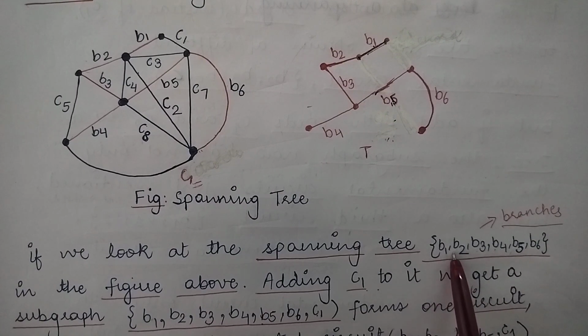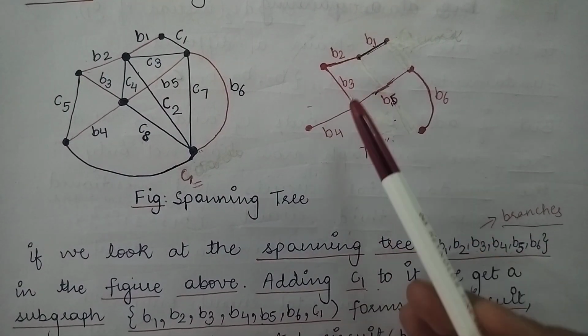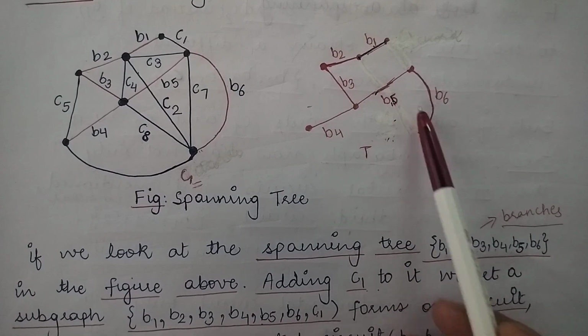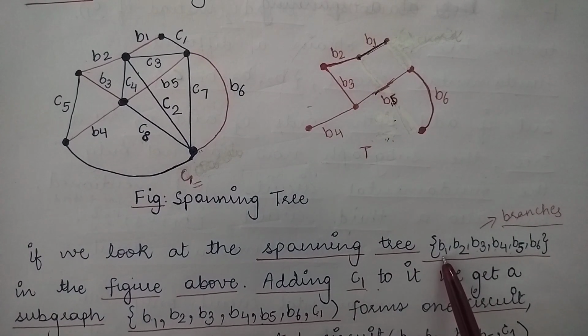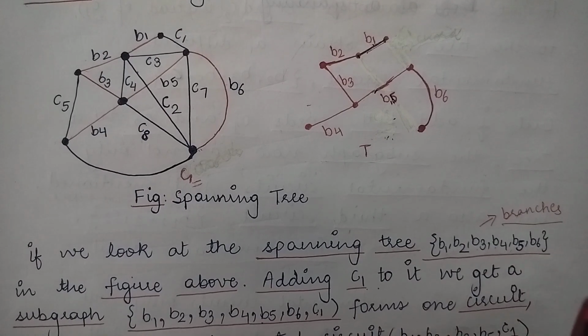Now if you look at the spanning tree, it is made up of which branches? The branches B1, B2, B3, B4, B5 and B6. These are the branches that make up the spanning tree, because these are those edges which are a part of the spanning tree.